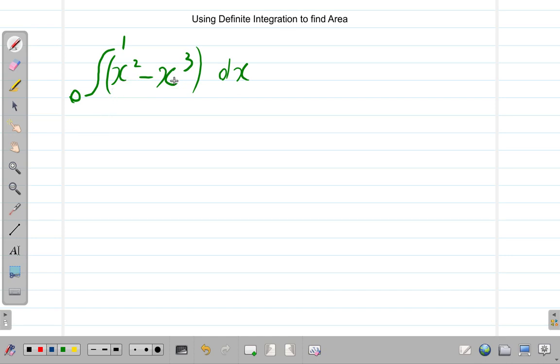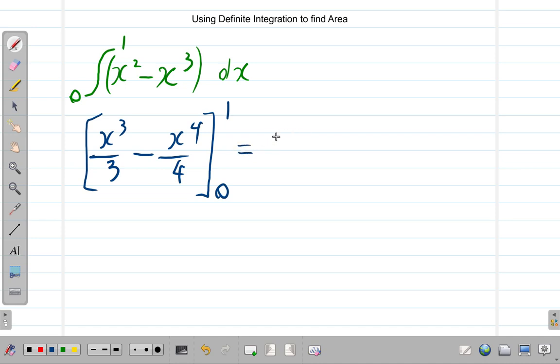Let's do both of them at the same time. When you integrate x squared, you get x cubed divided by 3, minus, when you integrate x cubed, you get x to the 4th divided by 4, and you're going from 0 to 1.